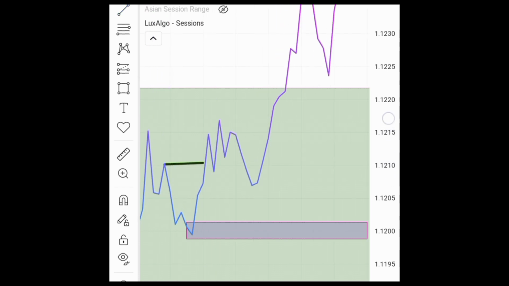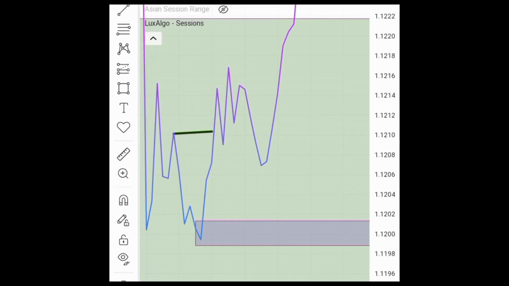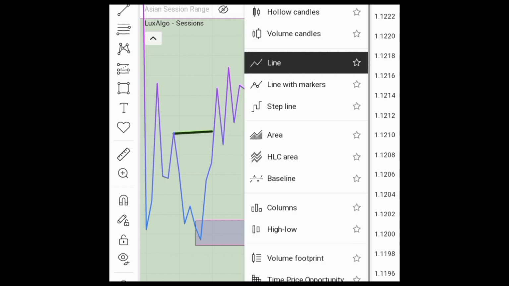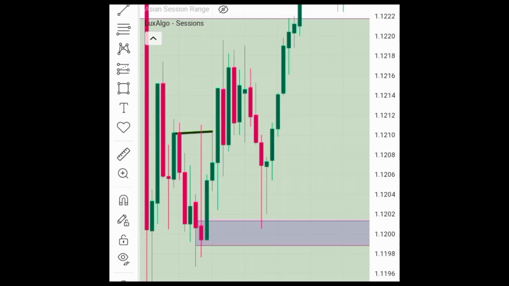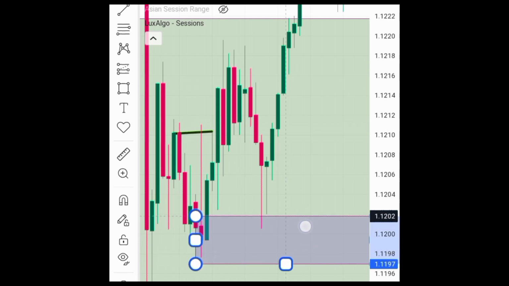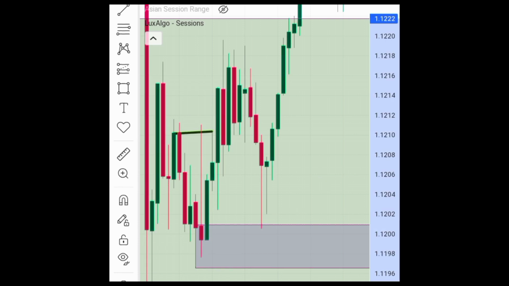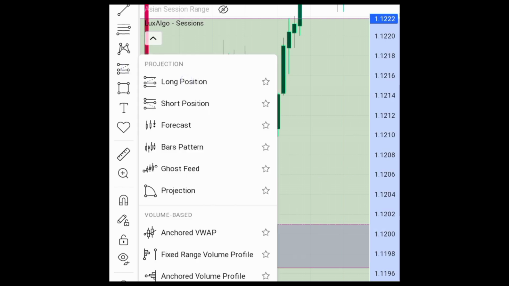So as it breaks to the upside, it's for you to look for the last bearish candle that led to the break of structure to the upside. You turn it back to your line chart. You've seen the last bearish candle is this very one. Where is it? Is this one? It is that one there. So once you mark that out, you use your long position.